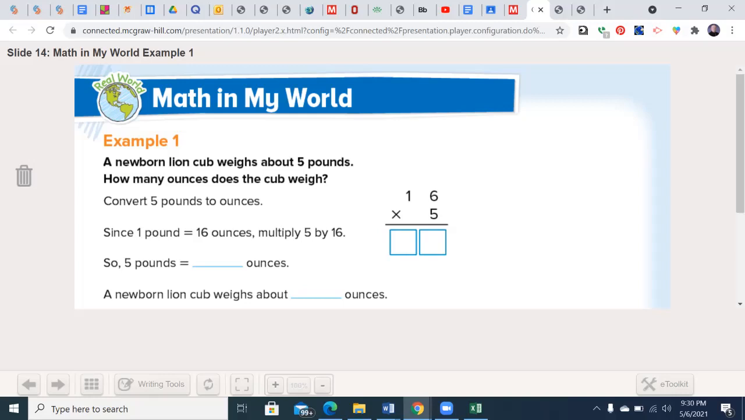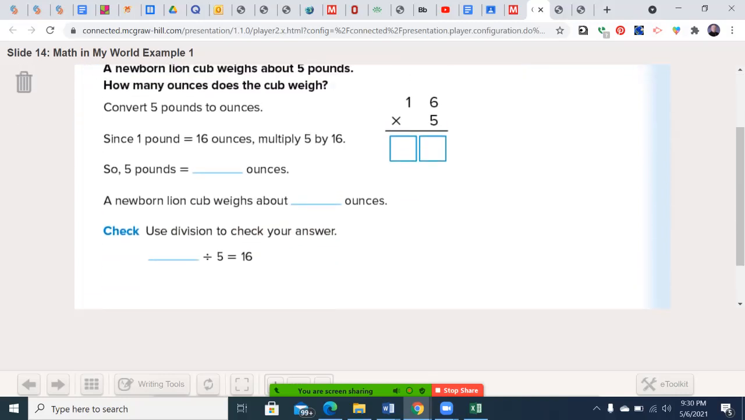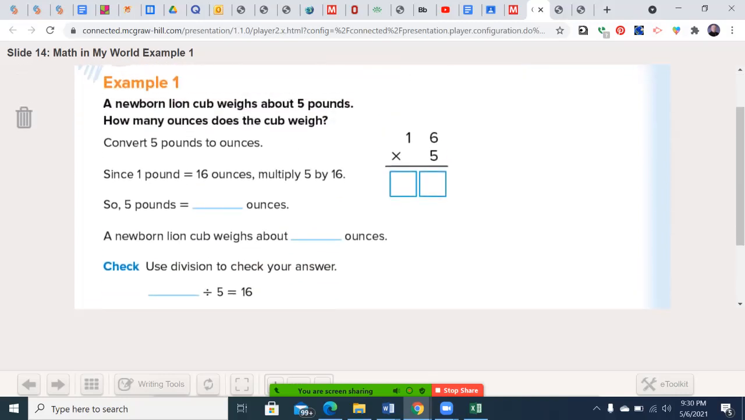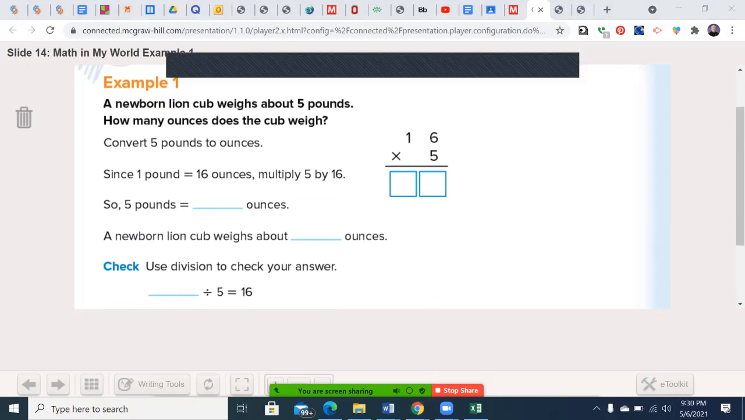So we'll begin on this page here, with example basic. A newborn lion cub weighs about 5 pounds. How many ounces does the cub weigh? What we'll do is look at converting. 1 pound equals 16 ounces. So for 5 pounds, we're going to multiply 16 times 5.